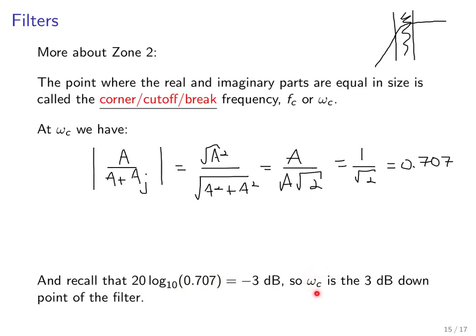So this omega sub c or f sub c is the 3 dB down point of the filter, right? This is what we call the corner frequency, and it is also the 3 dB down point, the point at which the input signal is depressed by minus 3 dB compared to the maximum output you can get.